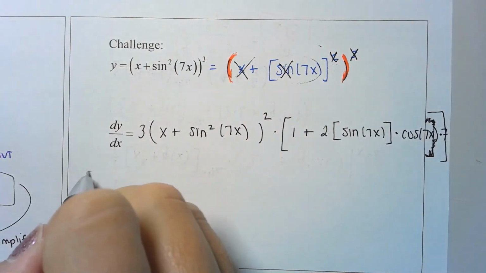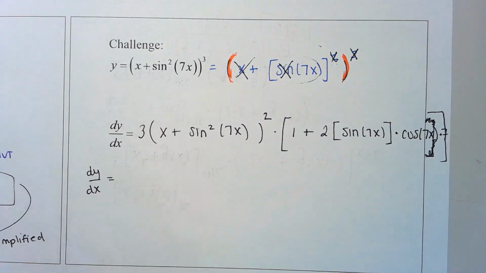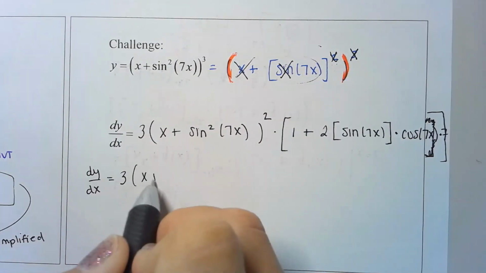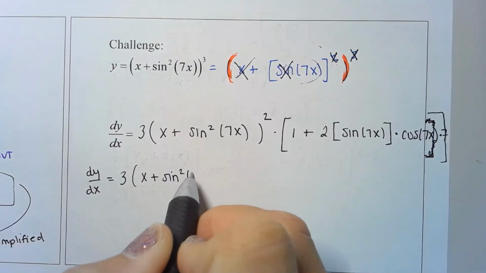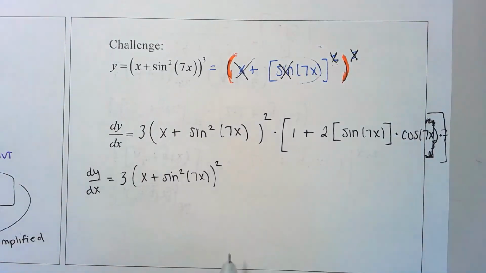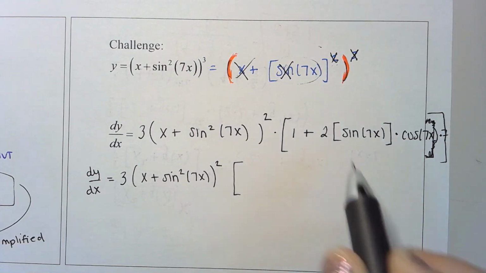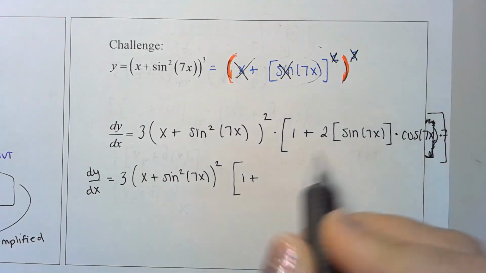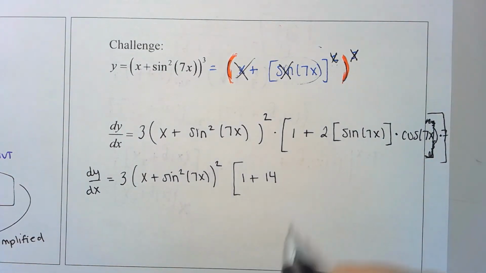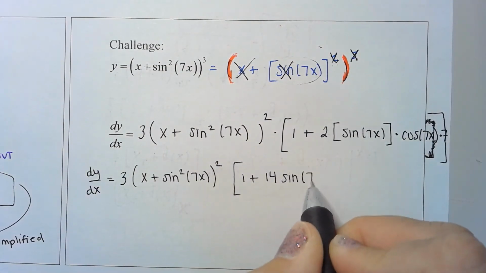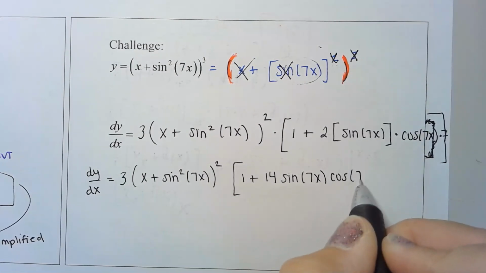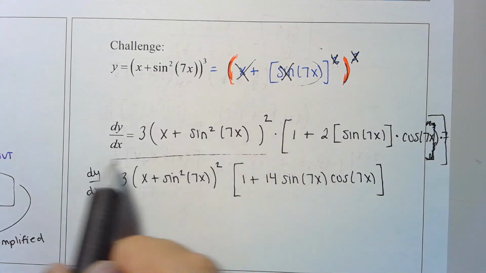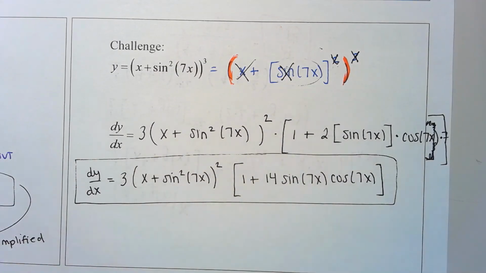I'm going to rewrite this just so that we make sure we're okay, because parentheses are a huge deal here. So I've got 3 times x plus sine squared of 7x, squared. In my brackets, I've got 1 plus the 2 and the 7 becomes a 14, and I've got the sine of 7x times the cosine of 7x. So that's hopefully a little bit clearer for you.